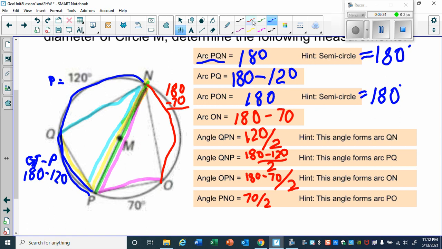And similarly, P to O to N, again another semicircle, 180 degrees. To get the entire length, we need to figure out the length from O to N. Well, that's not so bad because you know what P to O to N is. That's 180. And we also know P to O is 70. So that's why you have PON minus ON.